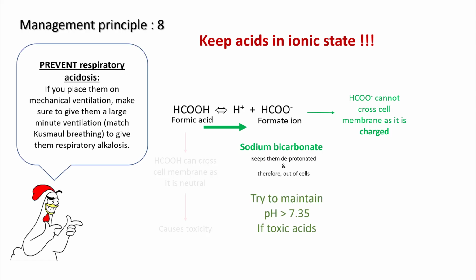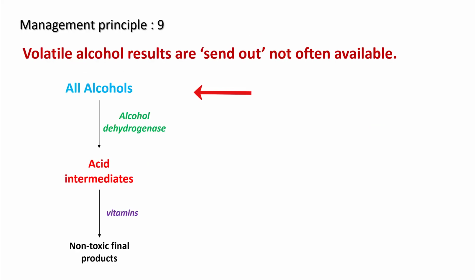The more important thing is when you are planning to intubate such patients, make sure that you prevent respiratory acidosis at all costs. So make sure that you give them enough minute ventilation. If you give them lower minute ventilation, these patients will develop respiratory acidosis, therefore shifting this reaction to the left and causing more toxicity.